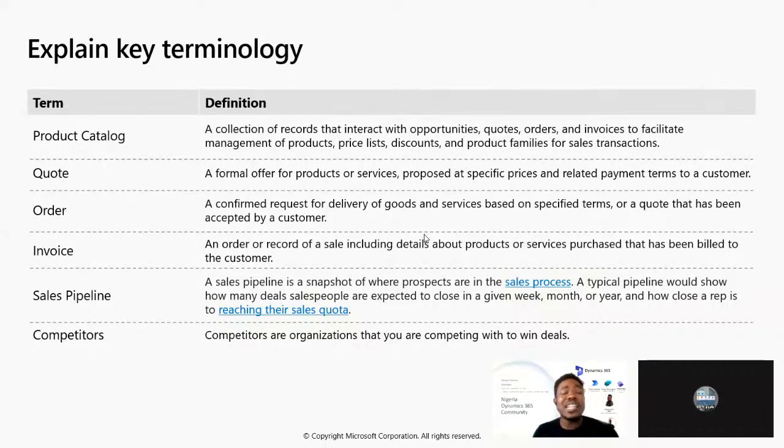Competitors are organizations that are competing with you to win deals, right? So each of these guys are probably competing with you with that same lead that you have, right? And each of them are going to do what? They are going to be releasing promos and a lot of discounts. They'll be competing with your own goods.